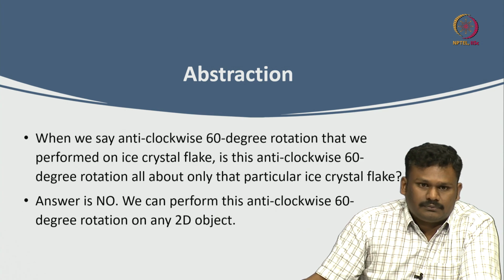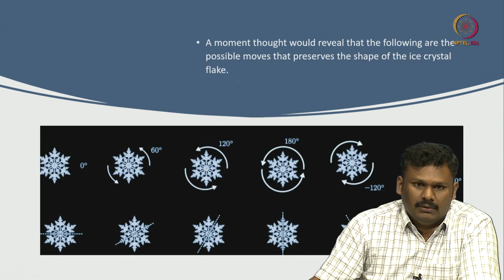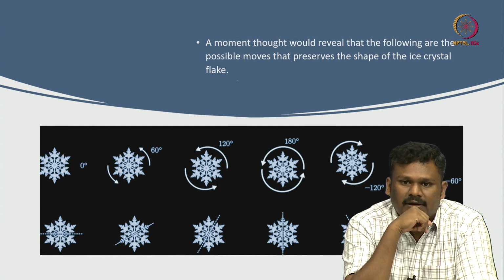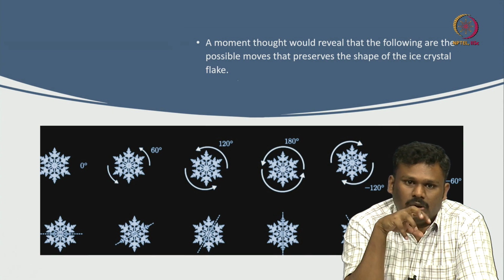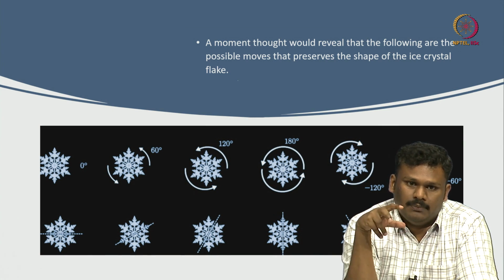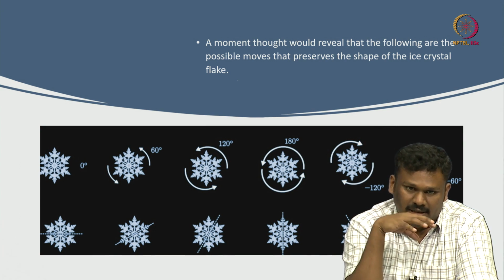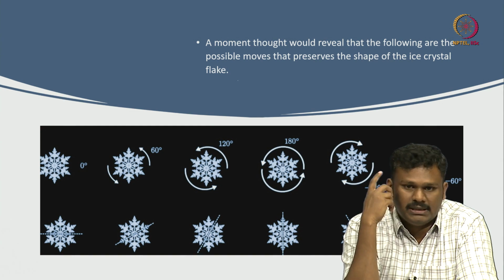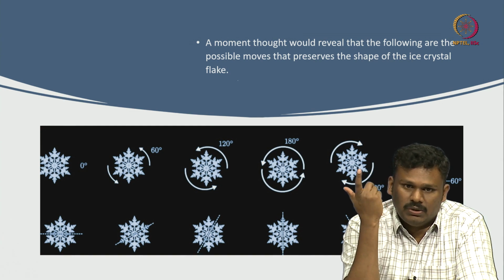So, for example, if we go back to our picture, this 60-degree rotation: when I talk about it, it is that particular move that I am performing on this ice flake. So, what should I consider as the group element: this 60-degree rotation, or the 60-degree rotation that I am performing on this ice flake? That is the question we are interested in.